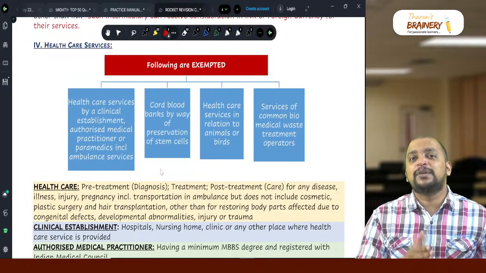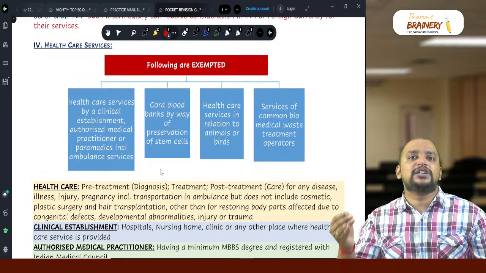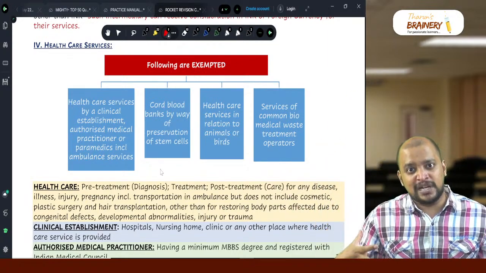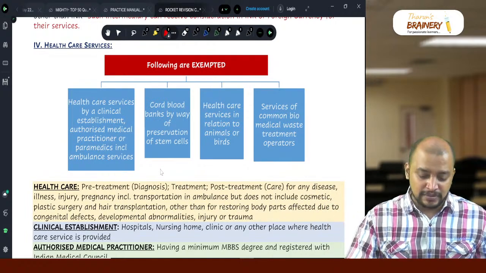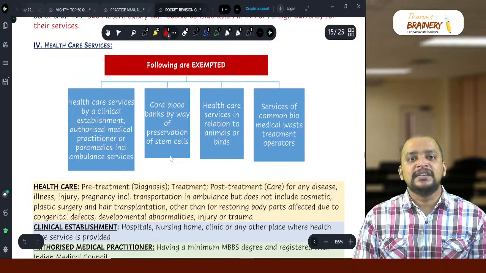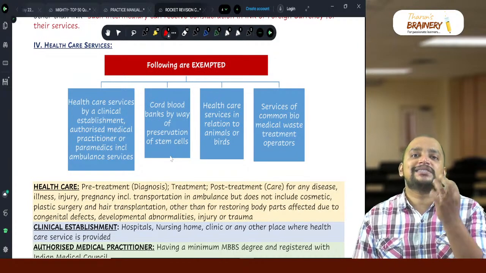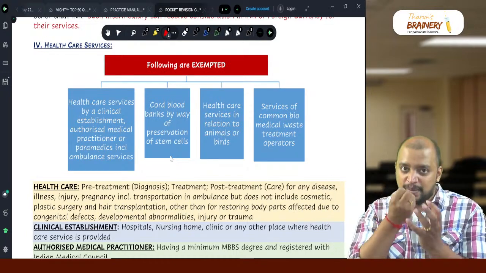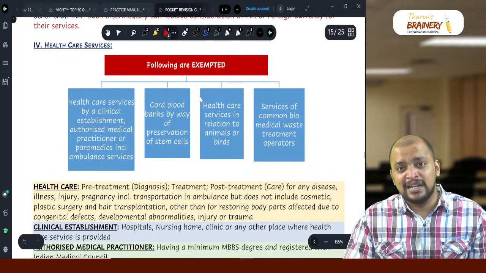What 3? Cosmetic, plastic and hair transplantation. But when these are carried out to restore the anatomy of the body parts affected due to congenital defects or developmental abnormalities or injury or trauma, then it will become healthcare service and it will be exempted. Okay. So then cord blood banks by way of preservation of stem cells. So there are some cord blood banks which will be collecting money for preserving the stem cells. So umbilical cord that connects the mother and the baby, the blood inside that they will be preserving, so that contains the stem cells for which they collect some money, that will be exempted.